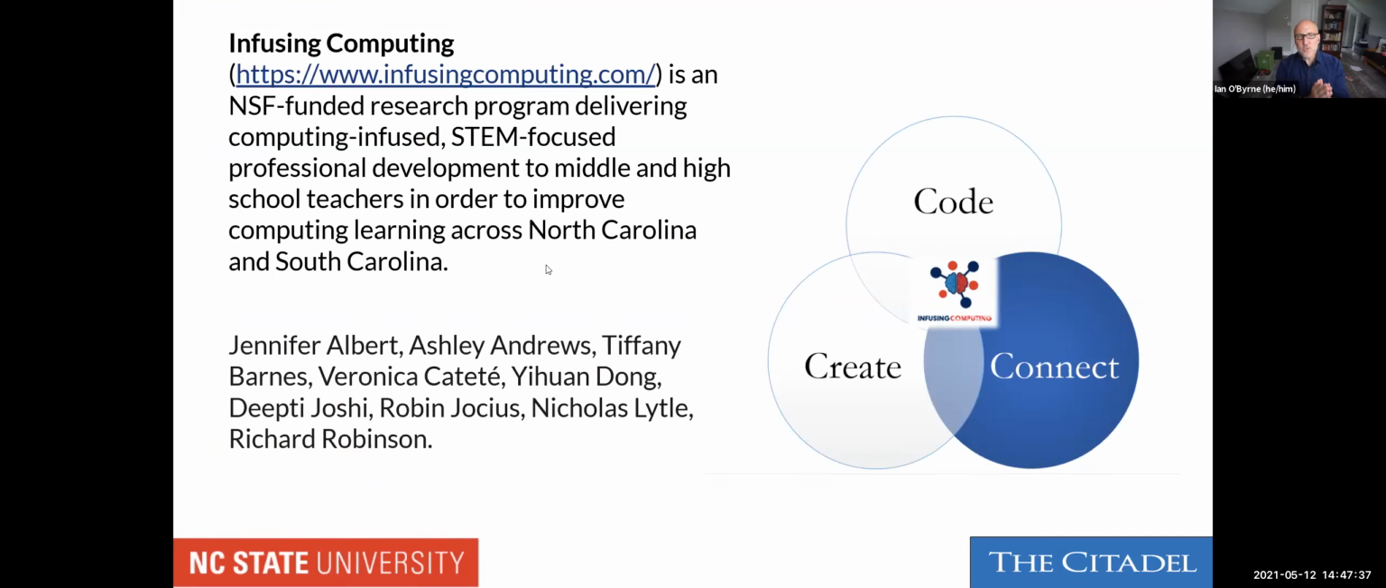Some of the work that I will share today comes from an NSF-funded research program that was awarded to the Citadel and NC State. This is the Infusing Computing Professional Development Series. This is a 3-year program, right now we're in a no-cost extension, so it is a 4-year NSF program. The idea here is to make sense of what is computational thinking and embed that, infuse it, if you will, into middle school and high school classrooms in North and South Carolina.